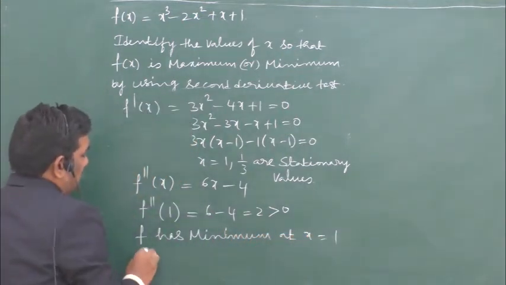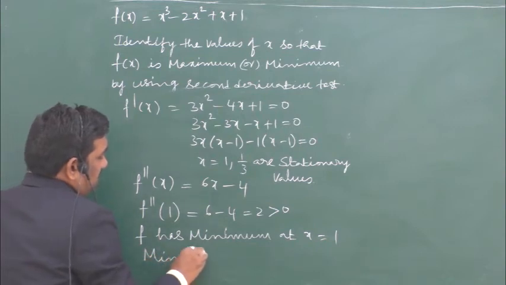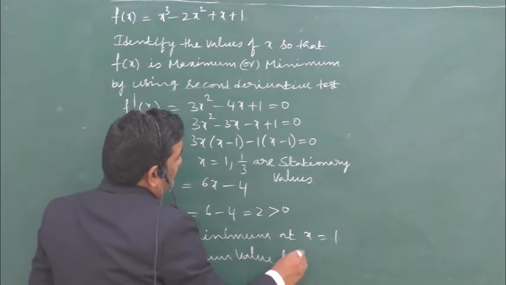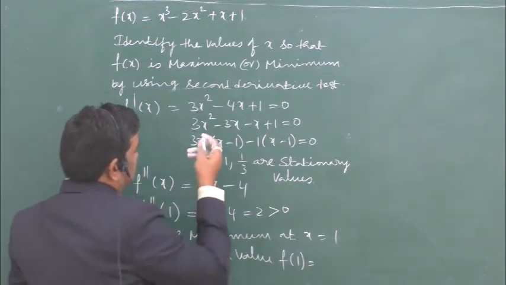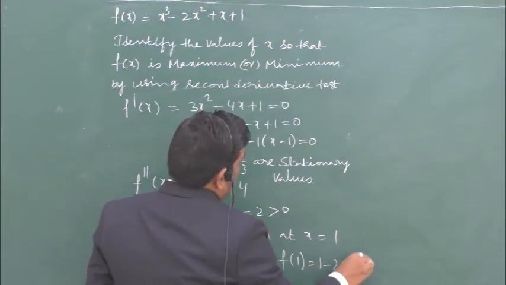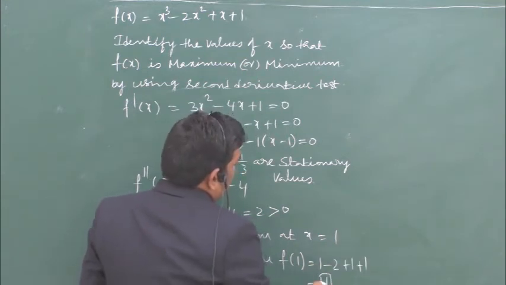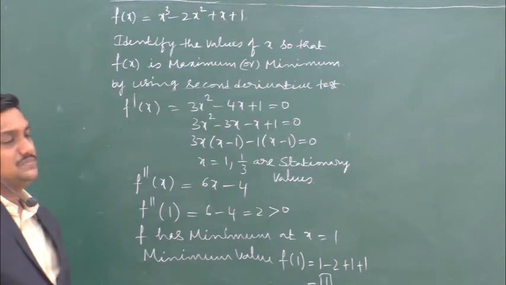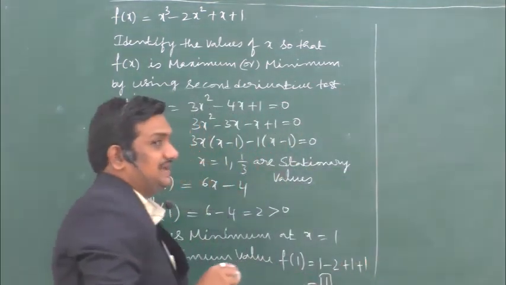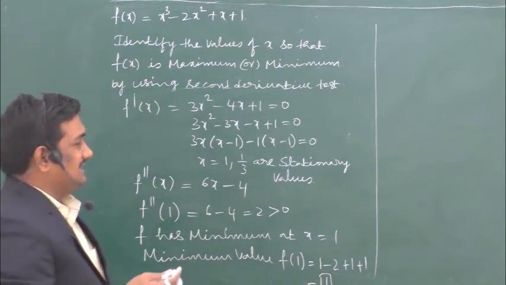You need to write the minimum value also. And the minimum value is f of 1. It will be equal to, substituting in the given function, 1 minus 2 plus 1 plus 1, which equals 1. So 1 is the minimum value corresponding to the given function. There is another stationary value also, that is 1 by 3.